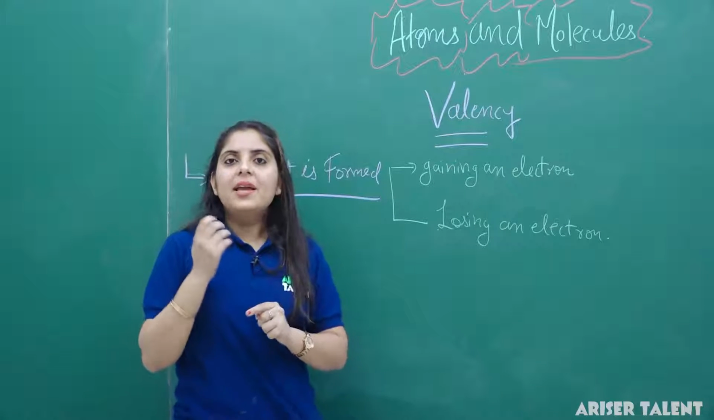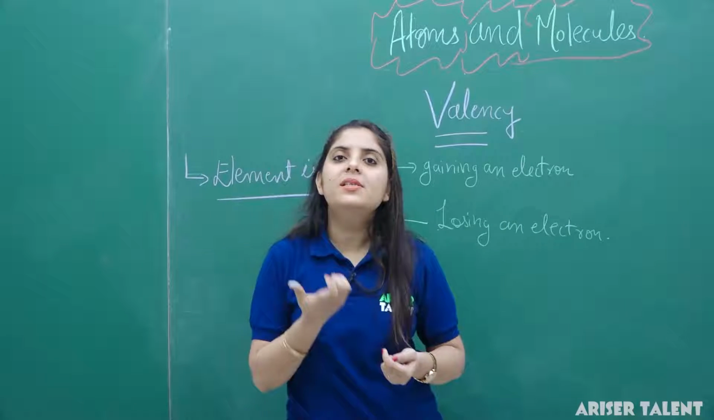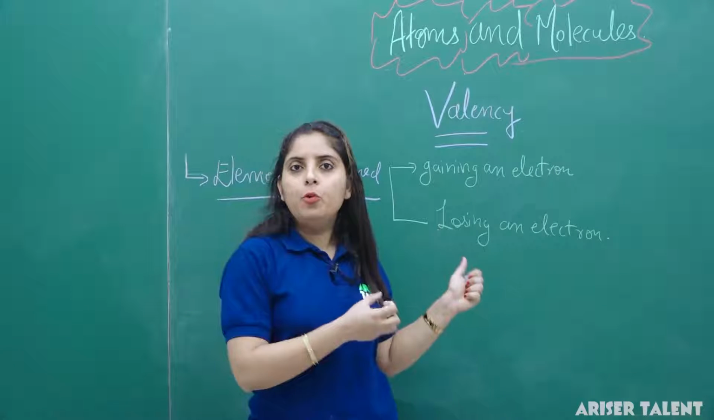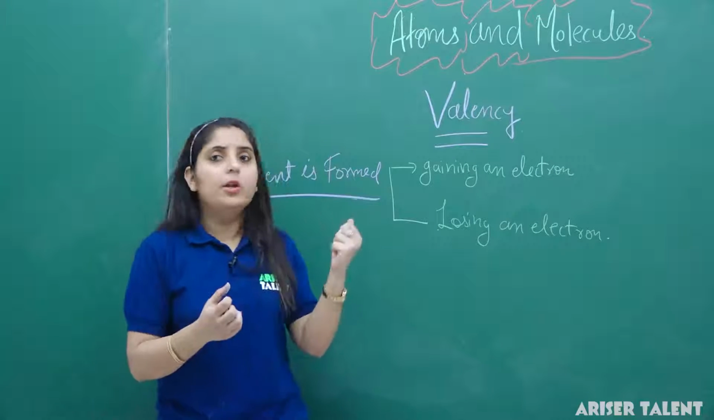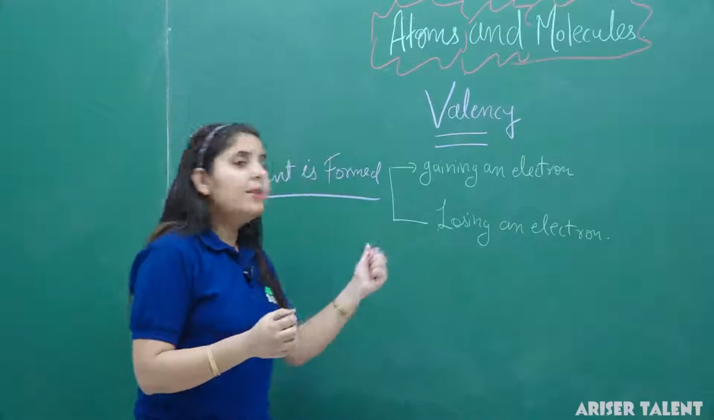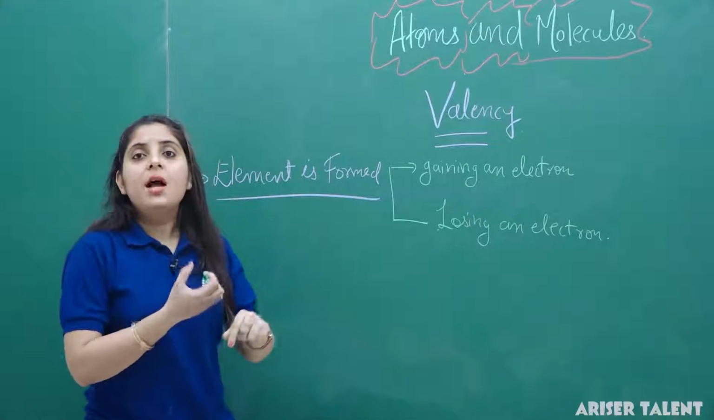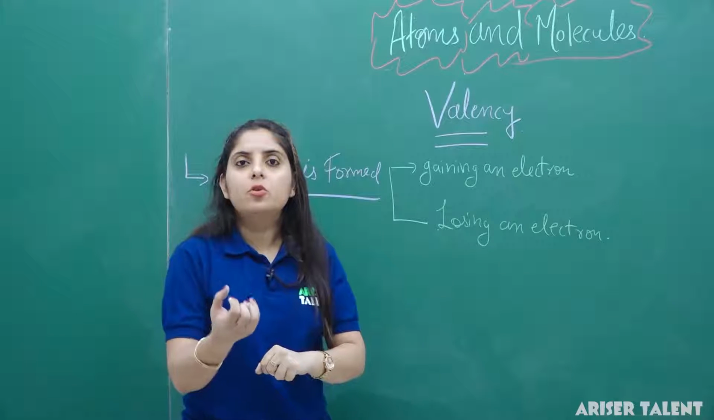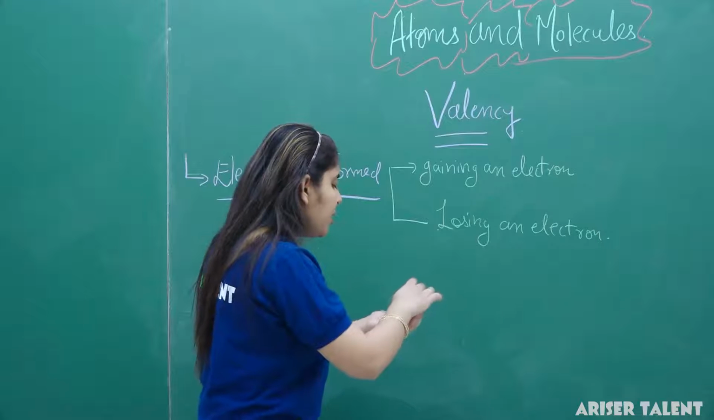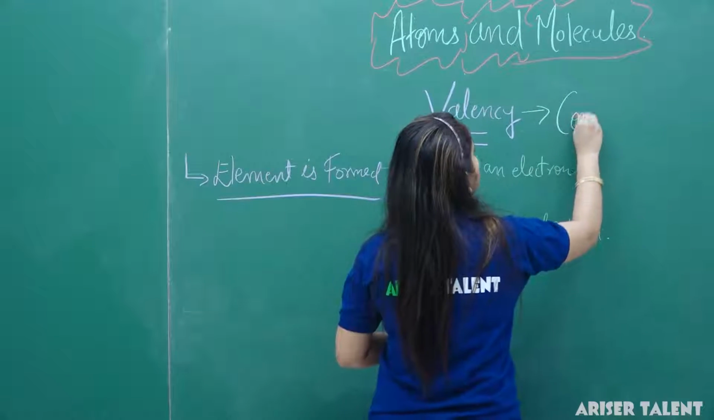All the atoms except noble gases will need to gain or lose electrons to form a stable compound. Noble gases do not need this because I already told you that they have the stable electronic configuration. It means they have 8 electrons in their outermost shell. So valency is how many electrons an atom will gain or lose to form any stable compound. It is the combining capacity of an element.